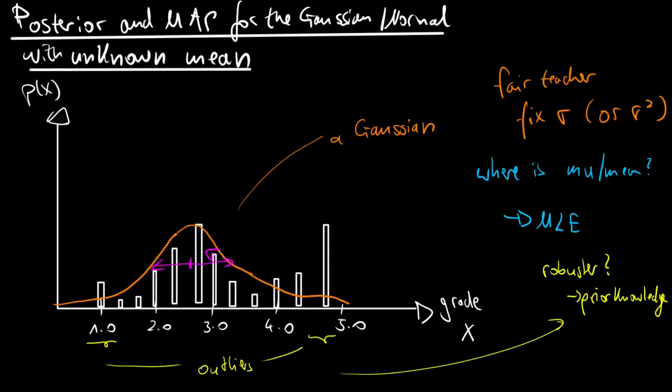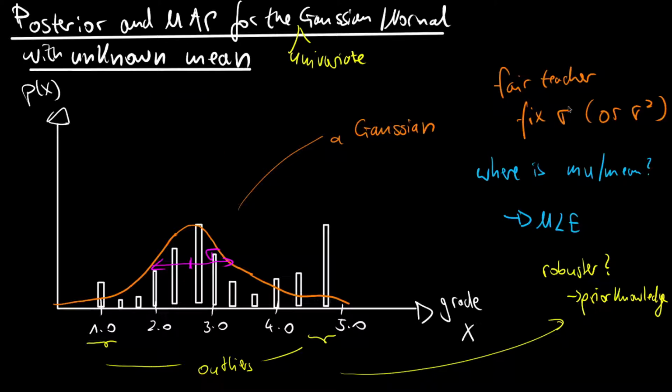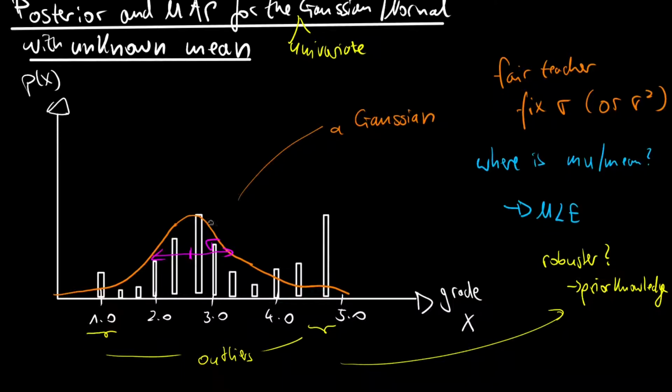As said in the intro, we will derive the posterior and the maximum a posteriori estimate for the univariate Gaussian or normal distribution, and I will use these names interchangeably. In the intro I said we fix the sigma and the mu is unknown. Let us encode this in a directed graphical model.